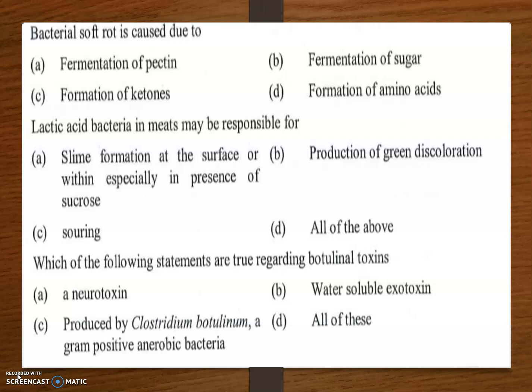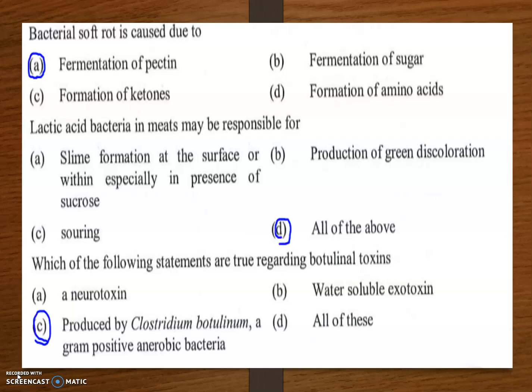Next question. Which of the following statements are true regarding botulinal toxin? The answer is option C. Botulinal toxins are produced by Clostridium botulinum, a gram-positive anaerobic bacteria. And here is the answer slide.